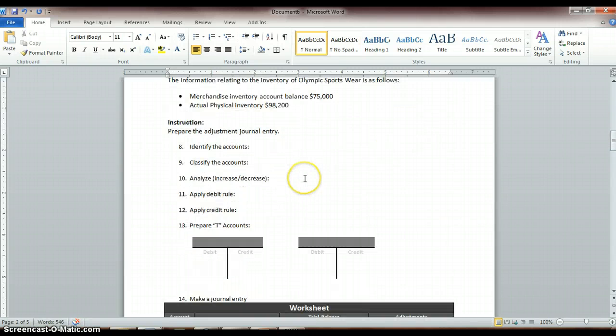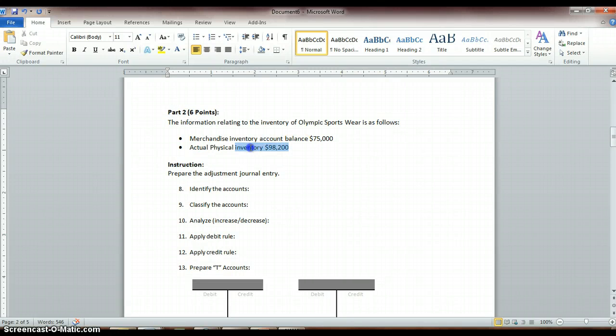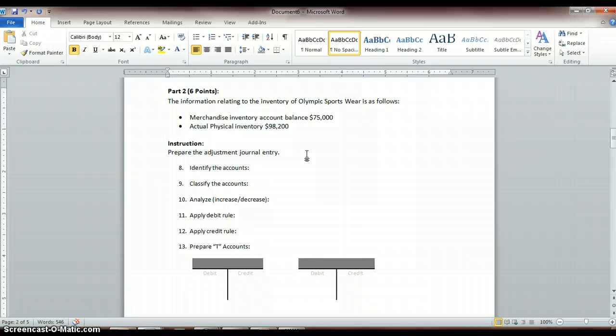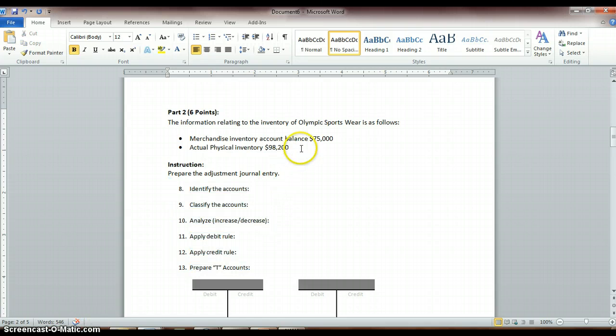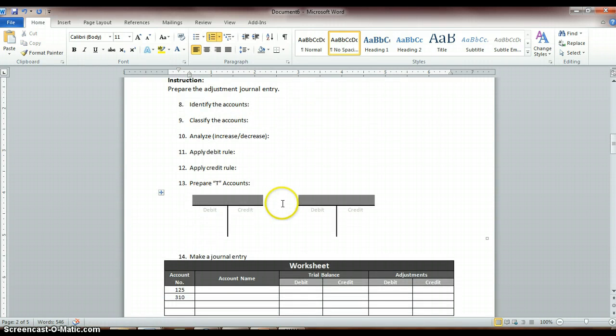Part two is the exact same thing, only you'll notice that our inventory has increased. So maybe the value of certain items in our inventory has actually increased. So now we are going through the exact same steps, only you're going to kind of reverse it because we're increasing. So you need to figure out the difference between the $75,000 and $98,200 and record those appropriately. Okay, accounting for the increase.